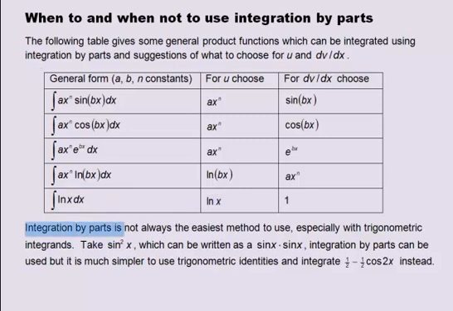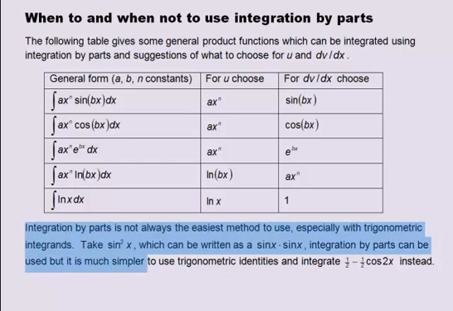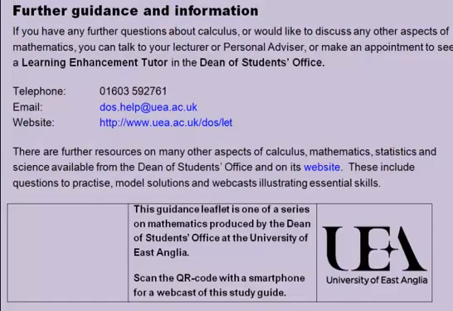Integration by parts is not always the easiest method to use, especially with trigonometric integrands. Take sine squared x, for example, which can be written as sine x multiplied by sine x. Integration by parts can be used, but it is much simpler to use trigonometric identities and integrate 1/2 minus 1/2 cos 2x instead.